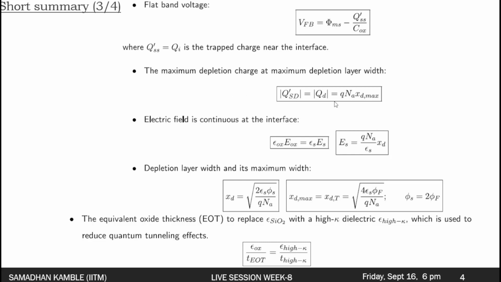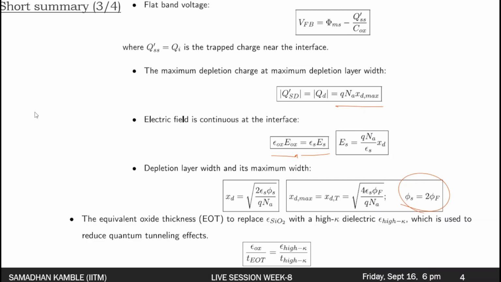The next point is the maximum depletion charge, which is given by this particular relation, which is a function of the charge carrier concentration and the xd max. Again, the same goes for the electric field. This is the equilibrium condition that we have used several times. This is the depletion layer width and the maximum width, which happens at phi s. When phi s becomes 2 phi f, we get into the inversion layer, and xd max is given by this equation. One more important parameter is the effective oxide thickness.